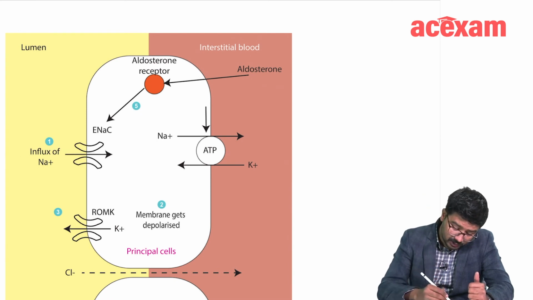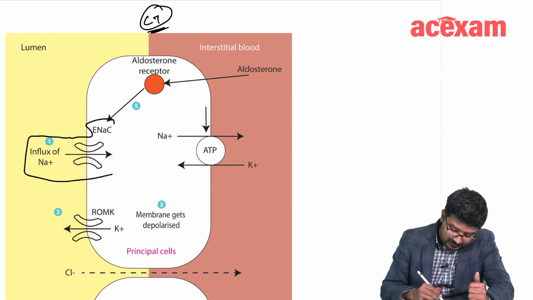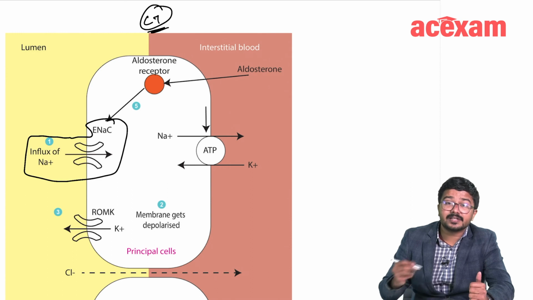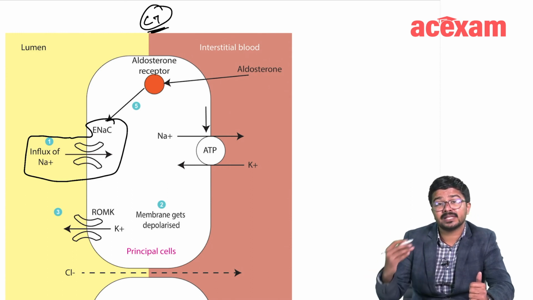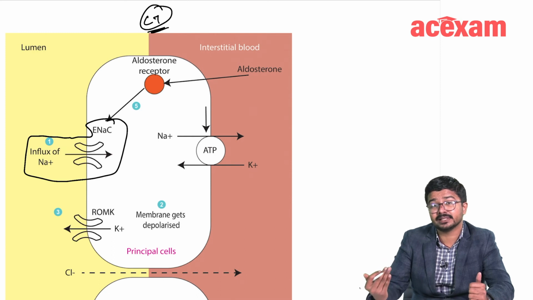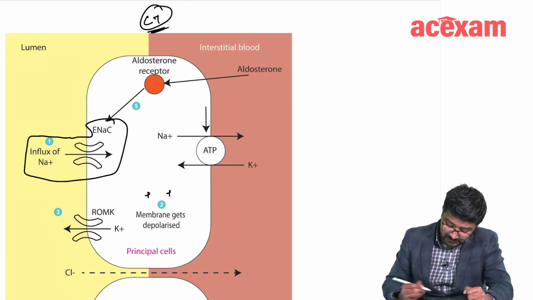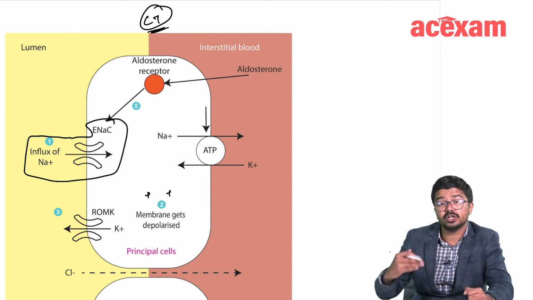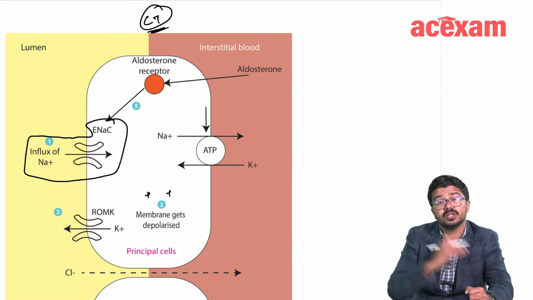Now, this is a collecting tubule. Here you have a cell with an ENaC channel, which causes influx of the sodium. As the influx of the sodium is occurring, there will be what is known as depolarization. Depolarization means excessive positive charge on the inner side. So, in order to match up this excessive positive charge, there will be release of positive ions.